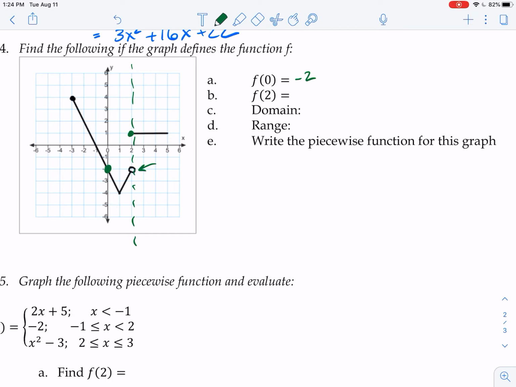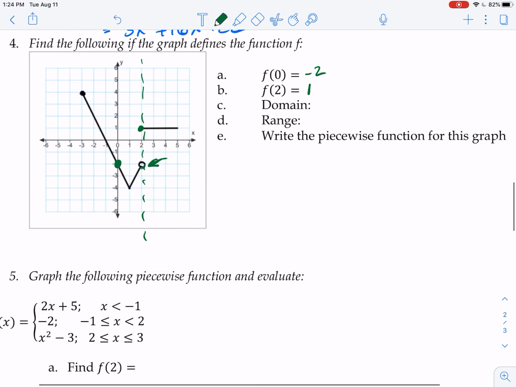Continuing on. Oh, so f of 2 means I'm going to look where x is equal to 2. It's not this value down here, but it is this value here. So the answer is 1. The domain. Okay, well, notice what we did here is we started at -3. We cruised along. We've got everything.